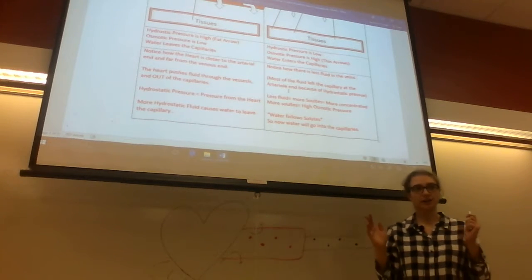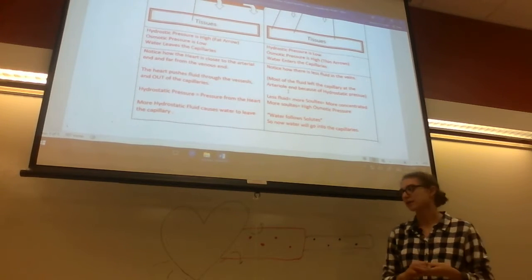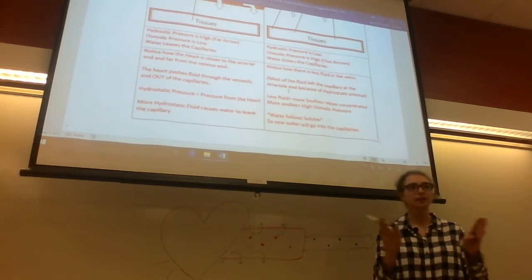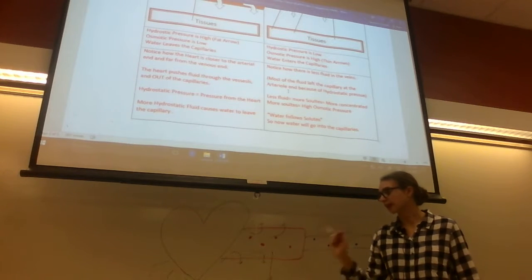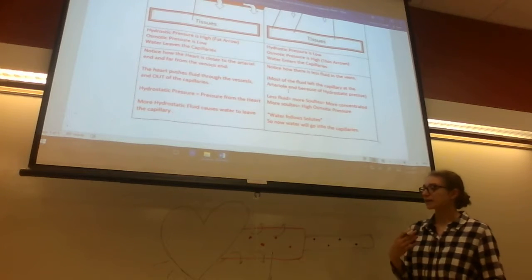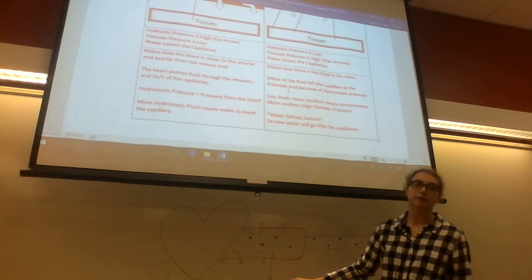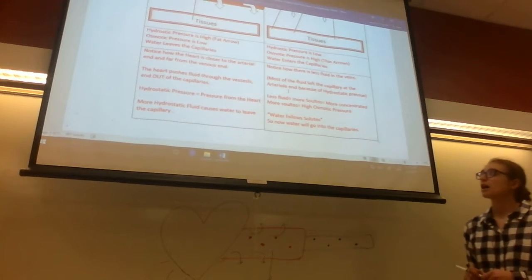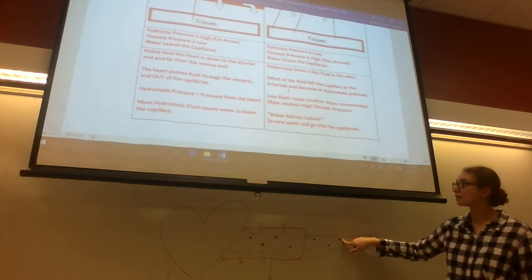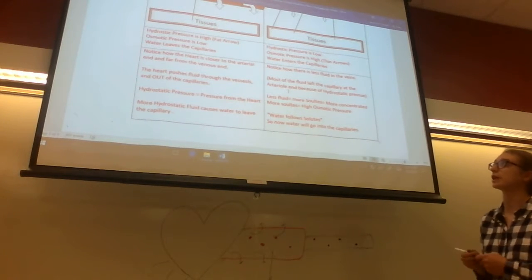With this arterial end, I typically think of plumbing pipes bursting because they have so much pressure. Although your arteries are not actually bursting, water is leaving them and going to the tissue. This black is water movement. So hydrostatic pressure is high, osmotic pressure is low, and water leaves the capillaries. Notice how the heart is closer to the arterial end than the venous end. So hydrostatic pressure, heart pressure, is high in the arterial end.